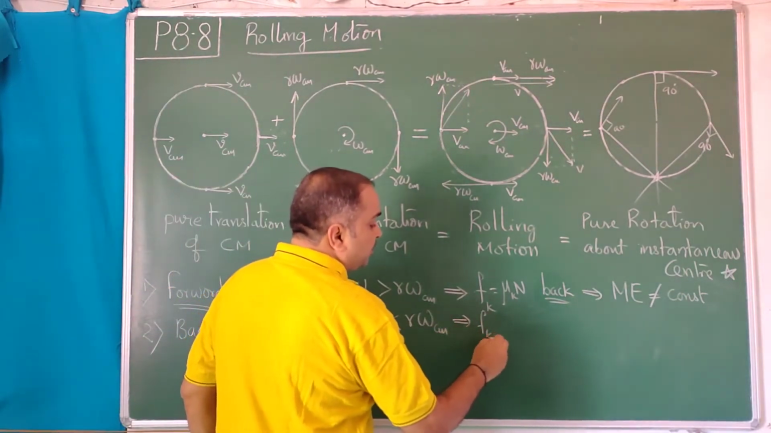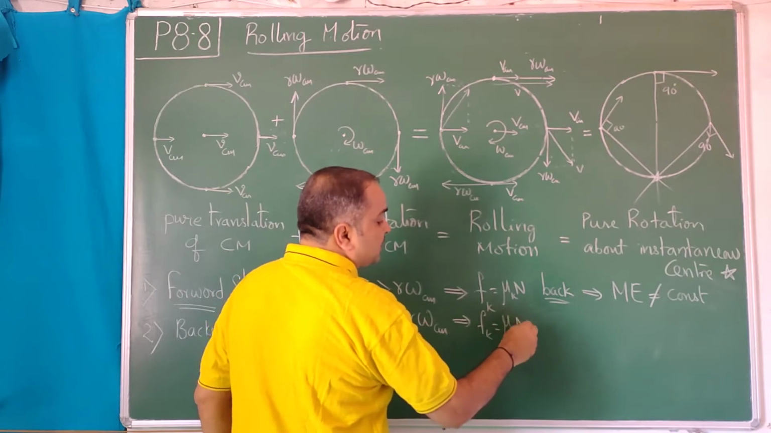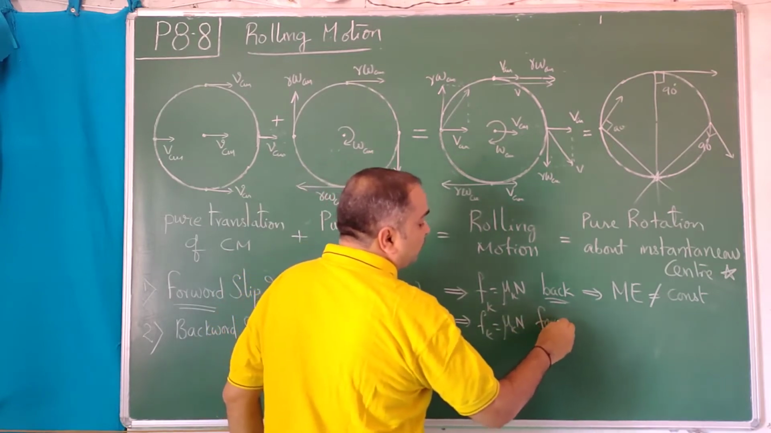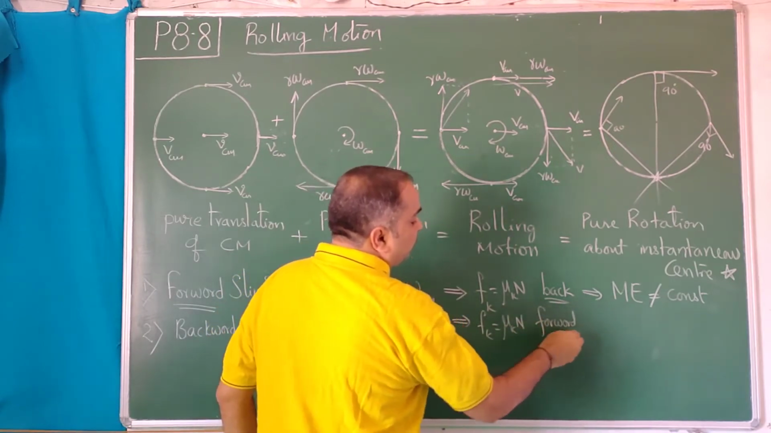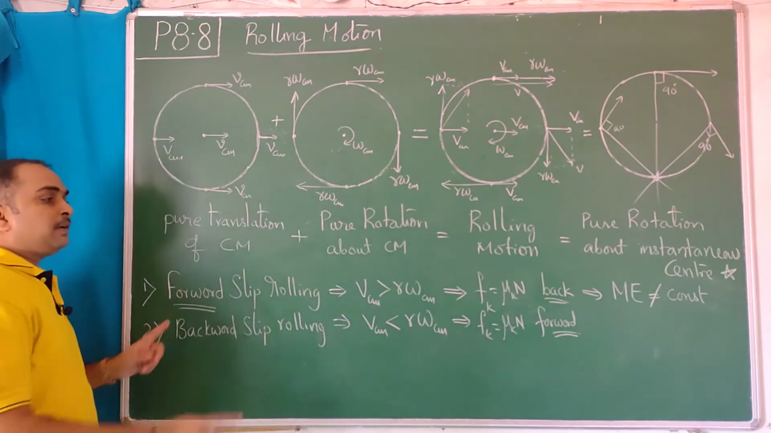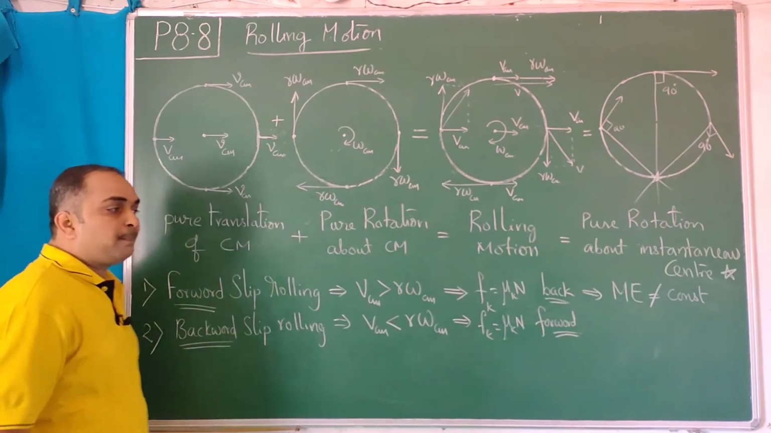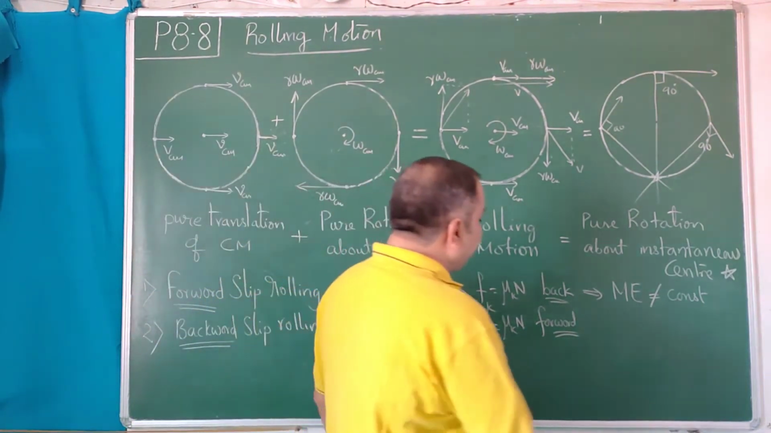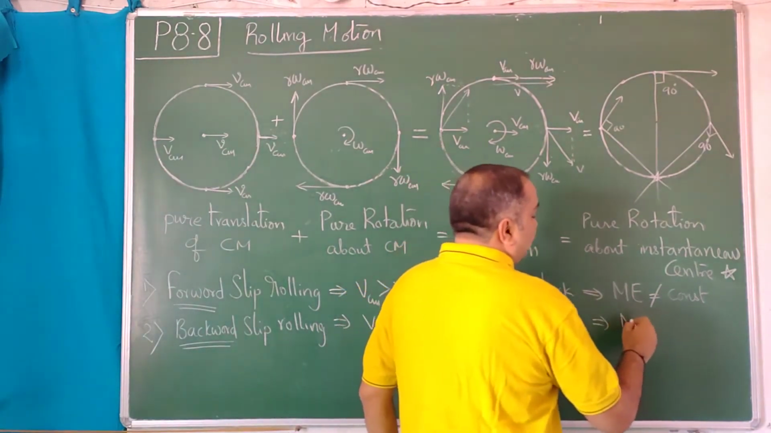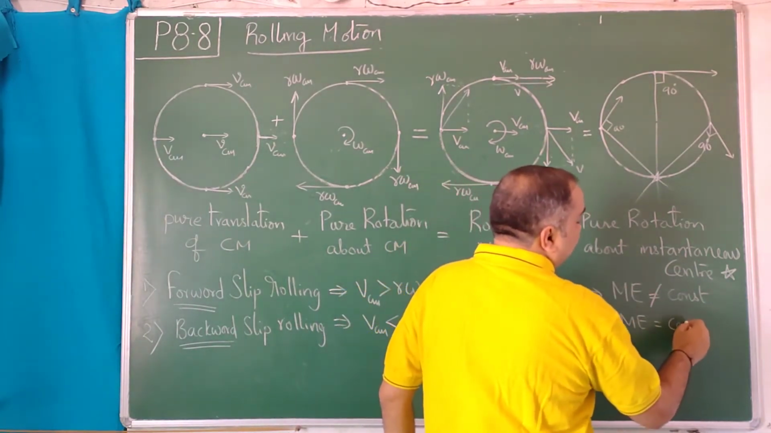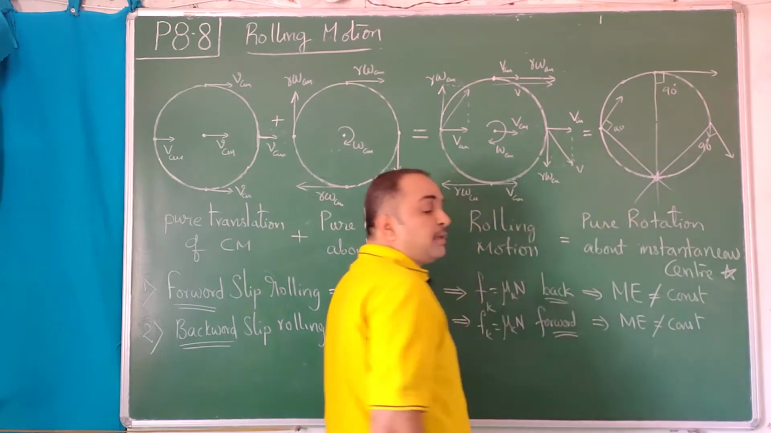This implies Fk is equal to mu k N, and kinetic friction acts. When slip is forward, friction is backward. When slip is backward, friction is forward. And even in this case, there will be a rupture, because of which mechanical energy is not conserved, not constant.